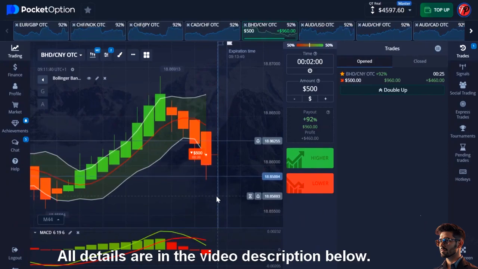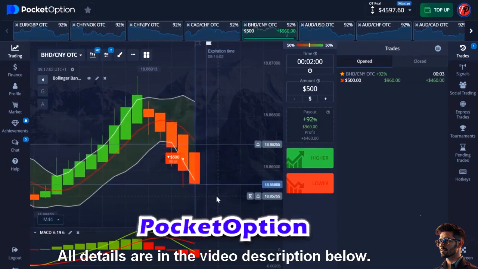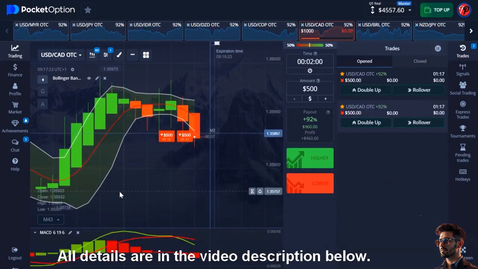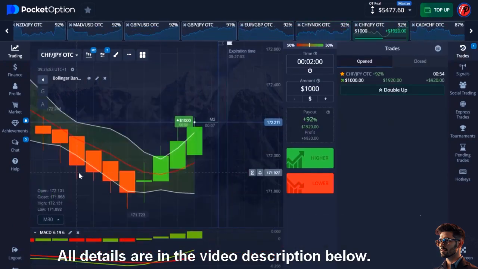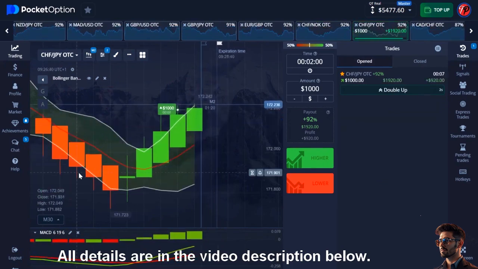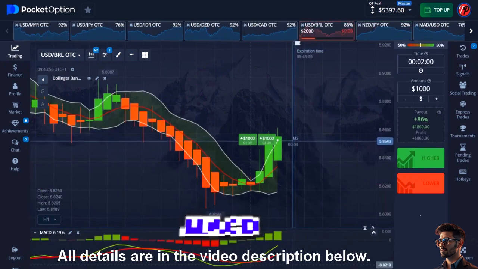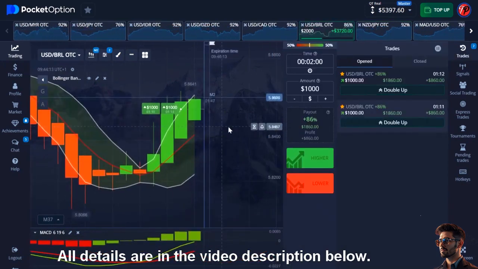Here I'll be trading again with Pocket Option, and over here I'm using a 2-minute strategy with these particular indicators. I'm making use of 2 indicators. The first indicator I use is called Bollinger Band, and the second indicator is called MACD, and this is the settings of my Bollinger Band.